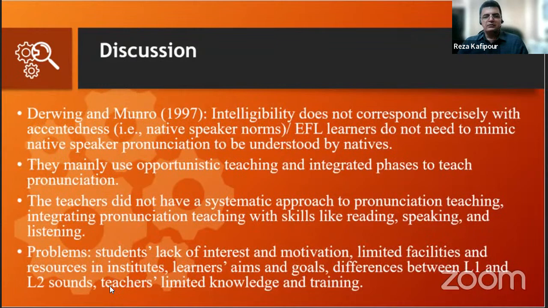And last one, teachers' limited knowledge and training. Sometimes the teachers themselves do not know how to teach pronunciation. It is really something different from teaching speaking, listening, reading, and writing. You should have another skill to teach pronunciation correctly.